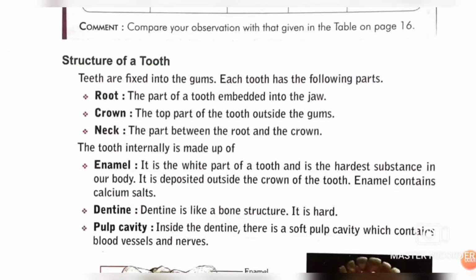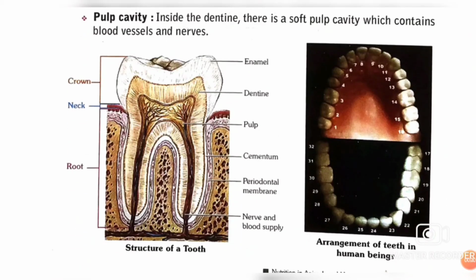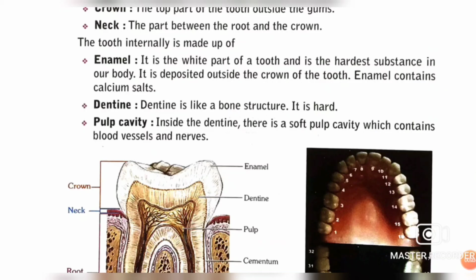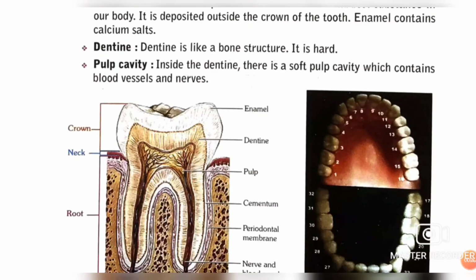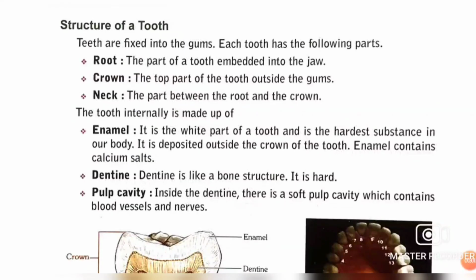So this was our today's lesson where we have learned about the structure of teeth and basically the care of teeth, which is called oral hygiene. So teeth have three parts: root, crown and neck, and if we see internally, it is also made up of three parts: enamel, dentine and pulp cavity. The enamel is the hardest part of our body and the pulp cavity is the softest part of the teeth.